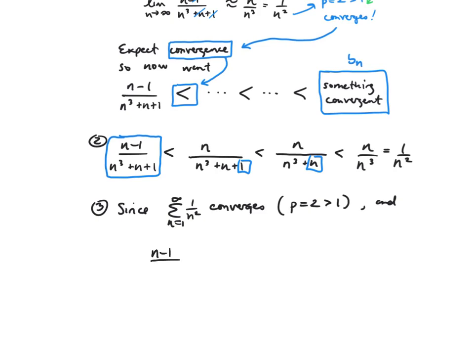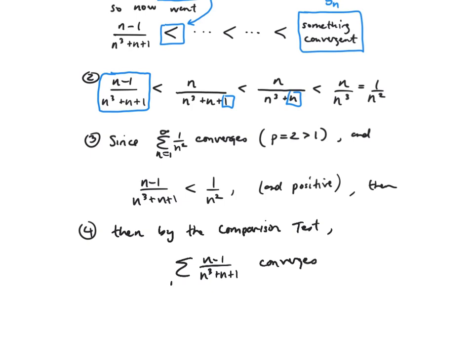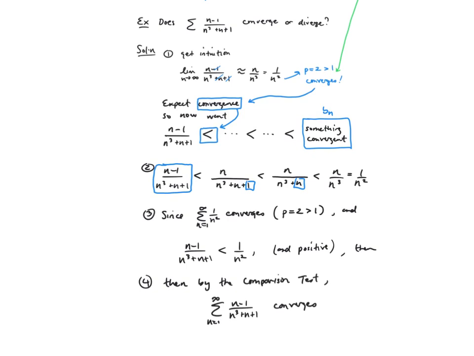And since I've just shown that this an term is less than 1 over n squared, and technically positive, formally required, then I have the final thing, which is the statement from the theorem, and I cite the theorem. So I say, then by the comparison test, the original an, the sum of n minus 1 over n cubed plus n plus 1, converges. All right, so it's below a convergent series. And so, by the comparison test, it must also converge. So that is the 4-step process to answering one of these questions using the comparison test.